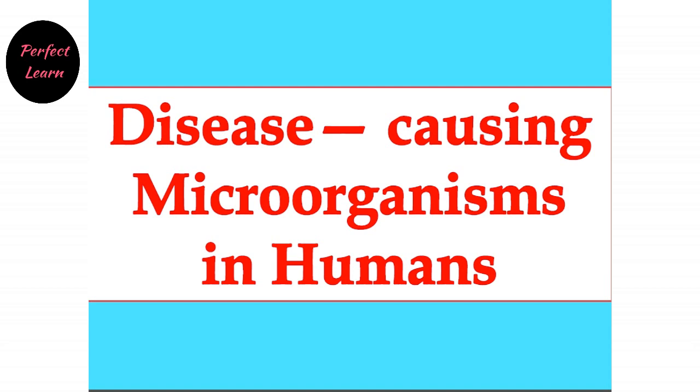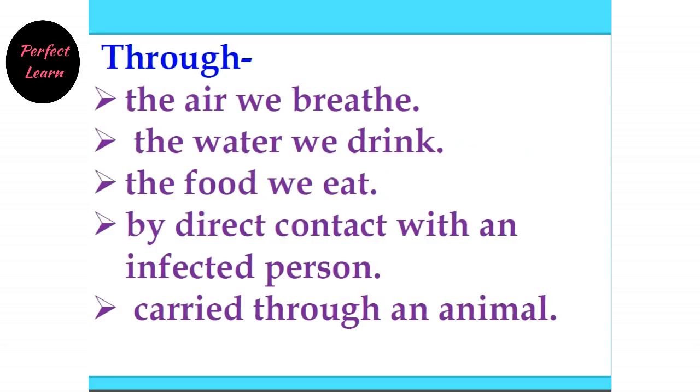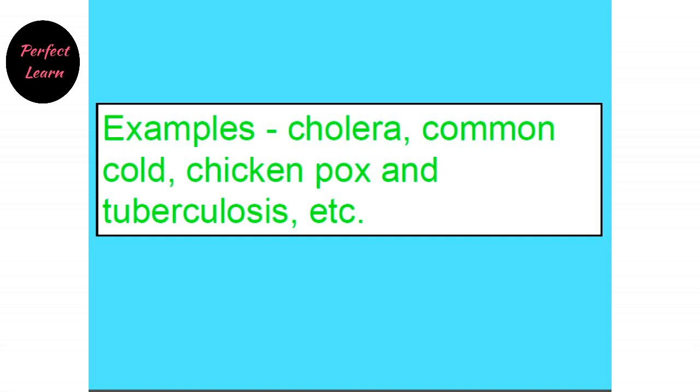Disease-causing microorganisms in humans. How do pathogens enter our body? Through the air we breathe, the water we drink, the food we eat, by direct contact with an infected person, or carried through an animal. Microbial diseases that can spread from an infected person to a healthy person through air, water, food, or physical contact are called communicable diseases. Examples: cholera, common cold, chickenpox, and tuberculosis, etc.